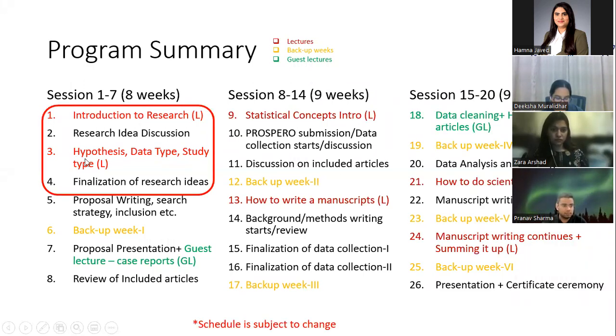This lecture we kind of revise it because we spent a little bit of time talking about research idea discussion, and Dr. Fazal gave an extra lecture. Today we are on week 3, week 4 actually. So we are giving this lecture and finalizing our research ideas as well. So we are on time and we like to keep it that way.